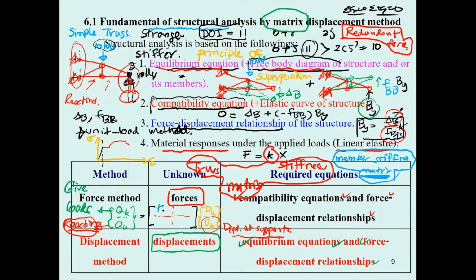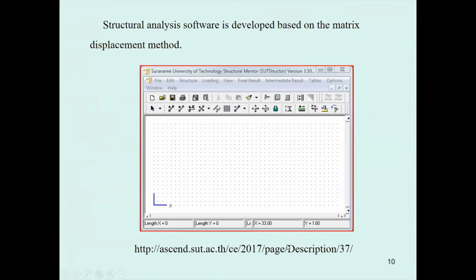We get K11, K12, K21, K22. Then you will use mathematics, following the matrix, to solve it. And since the computer can do the matrix manipulation easily, that's why we can program this method into the computer and develop it as a computer program.